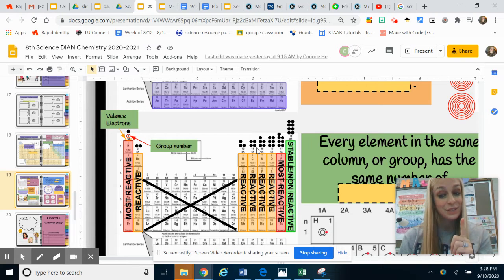Okay, so that is how you zoom. And that is reactivity, which will be on your test on Tuesday.